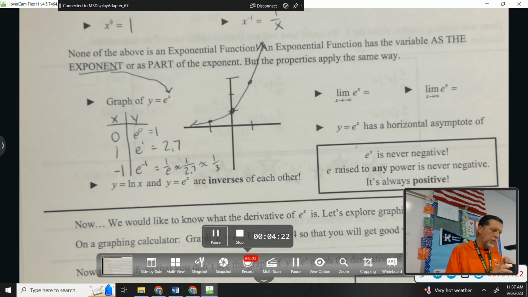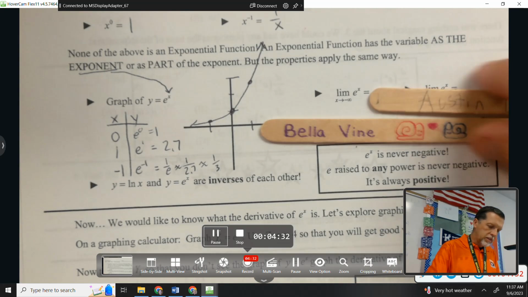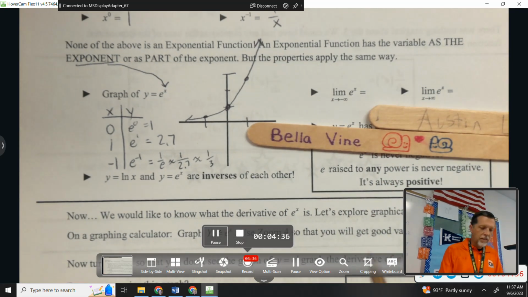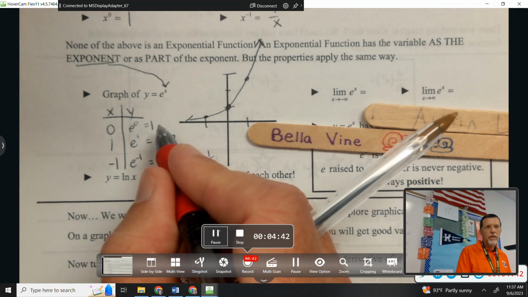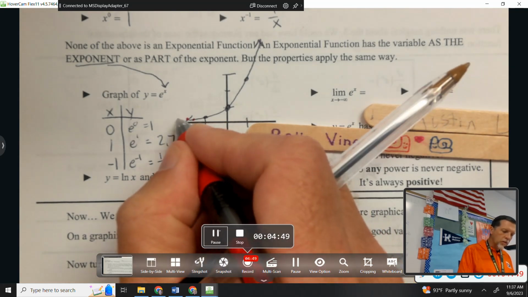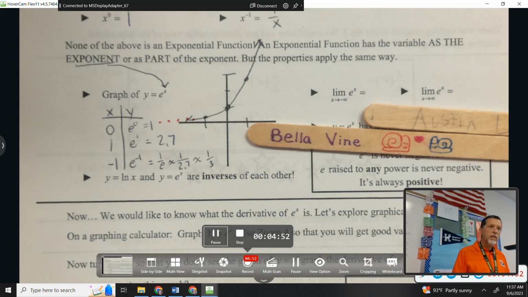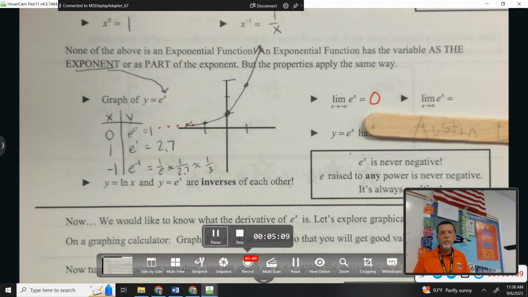Now, with the picture, limit problems are supposed to be easy, so that means I can pick on some people like Bella and Austin. So Bella, as x goes towards negative infinity, so as x heads out this way, what's our graph doing? What is e to the x doing as x goes out this way, further and further? What's it approaching? Is it headed towards something? Is the y value headed towards something? 0. Okay, so the function doesn't get to 0, but the limit is 0, because the limit means what are we getting close to.